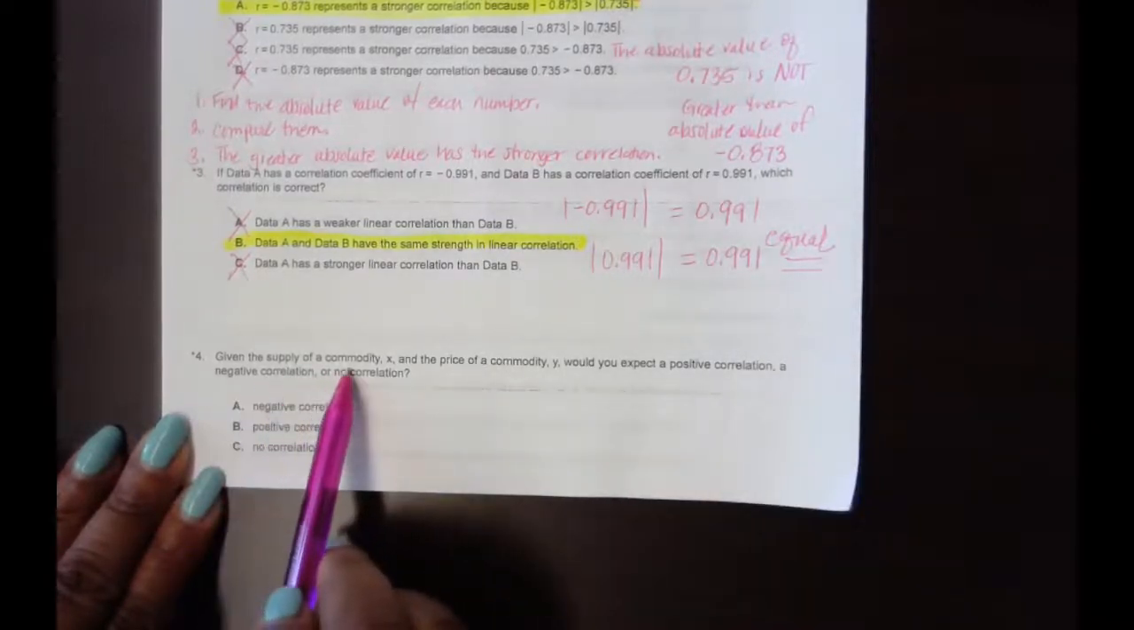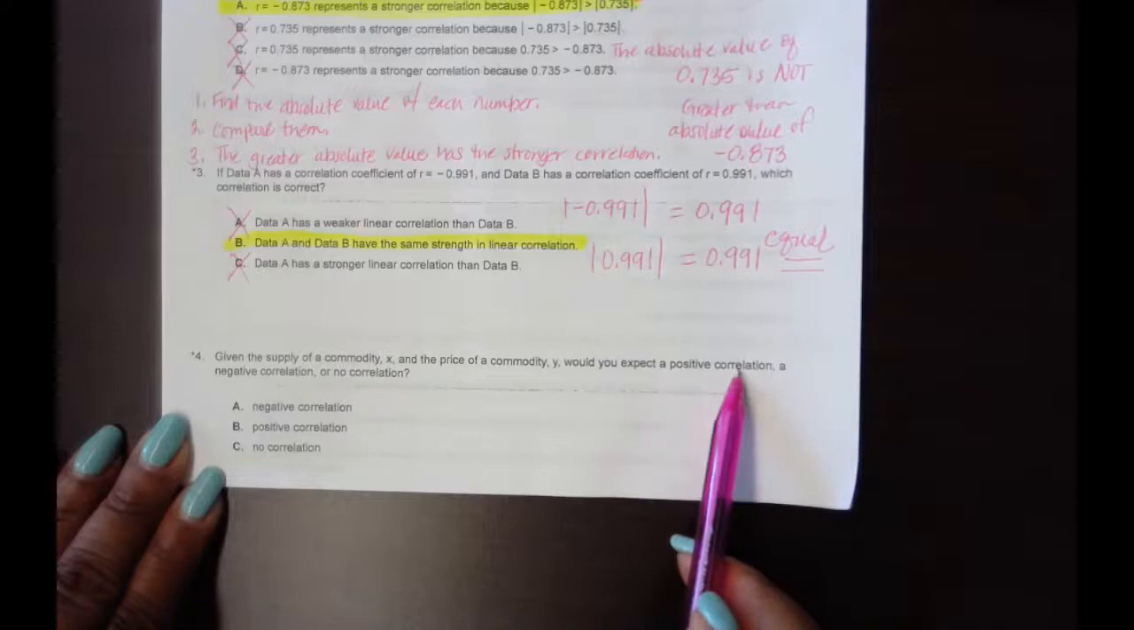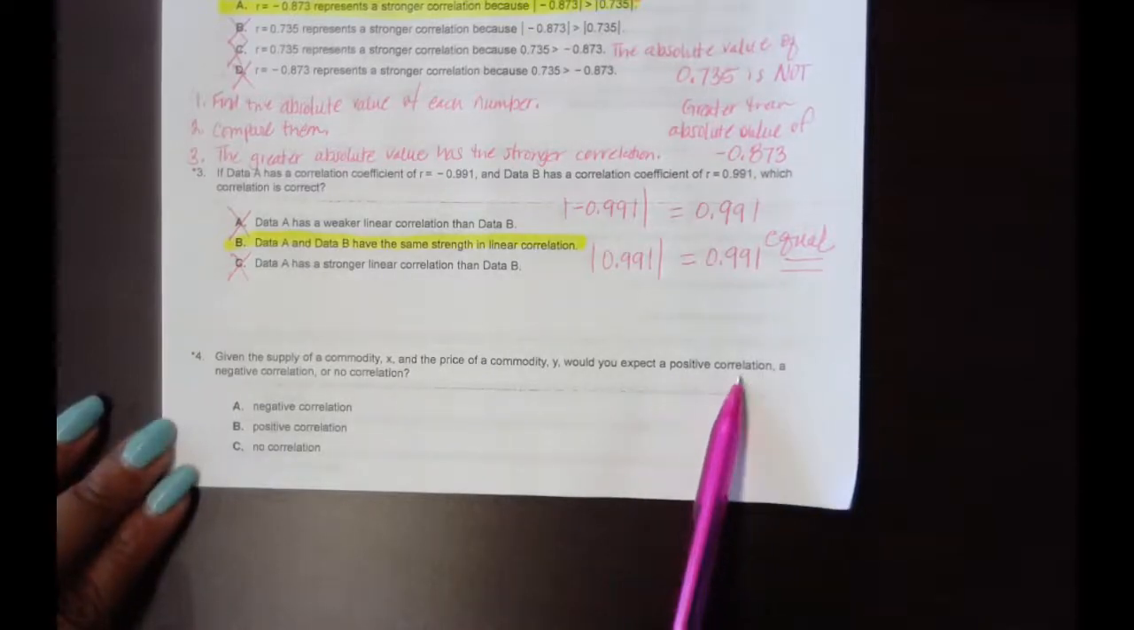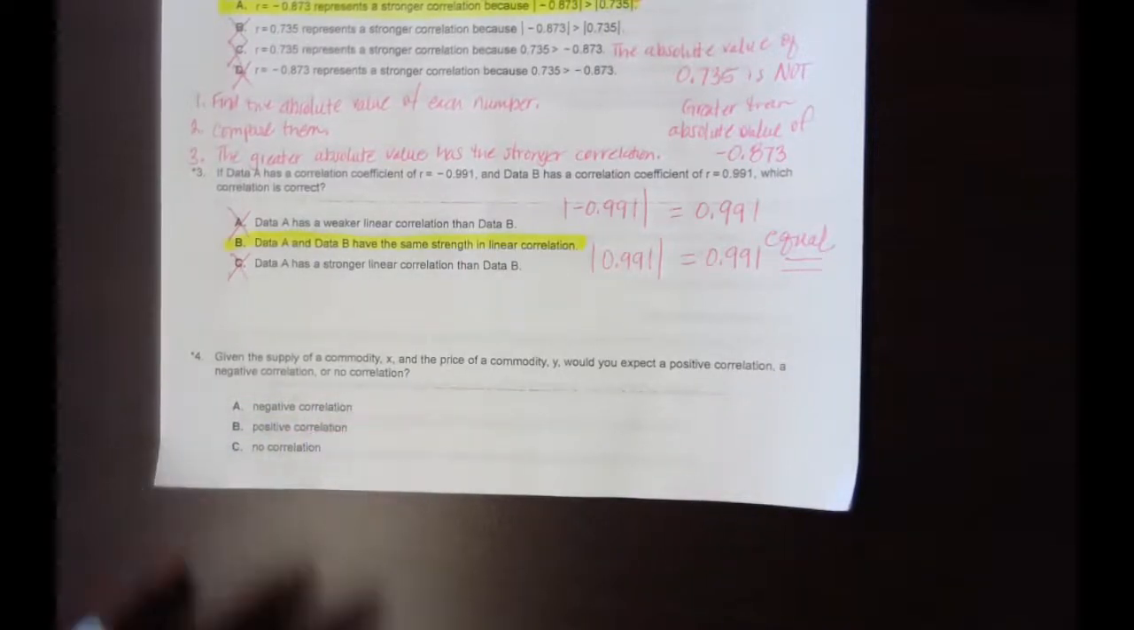Given the supply of commodity X and the price of commodity Y, would you expect a positive correlation, a negative correlation, or no correlation? So let's start off by talking about, we've defined correlation, we know what it is. We also see that when I determine strength, I look at the absolute value of the correlation coefficient. And now we're coming to the types of correlation. There can be a positive correlation, that's a relationship. There can be a negative correlation, or there can be no correlation. Let's look at a visual of each type.